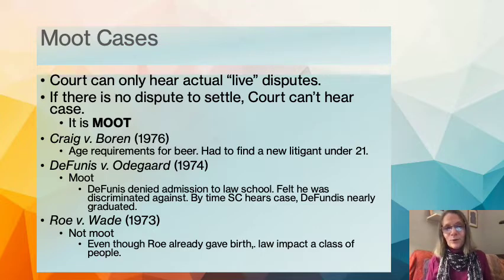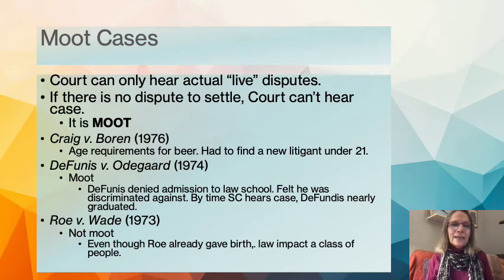Now, for those students who were in my class last semester, remember that they had a litigant and it took so long to get that case to the Supreme Court that the litigant was no longer 21. They were too old. So it was moot because, hey, he's 22 now, he can go buy the beer. So they had to get another litigant who was under the age of 21 to keep the controversy alive, right?